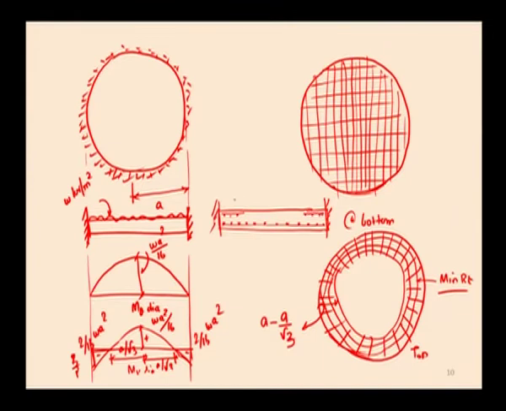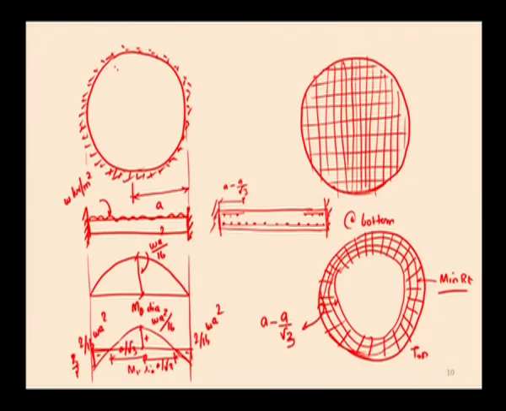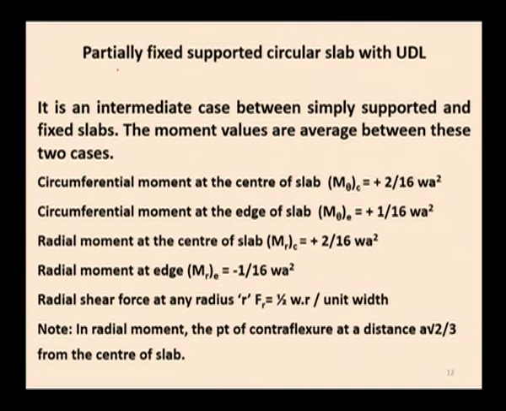So, here this is the reinforcement which has to be provided from the face of the support, A minus A by root 3. So, this is the arrangement of reinforcement in the case of the slab which is fixed at the edges. Next, another slab which is called the partially fixed slab. This is the fixed slab, another one is the partially fixed slab. How to find out? This is the partially fixed slab.